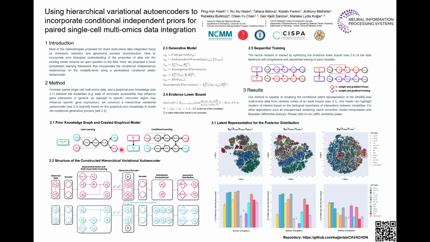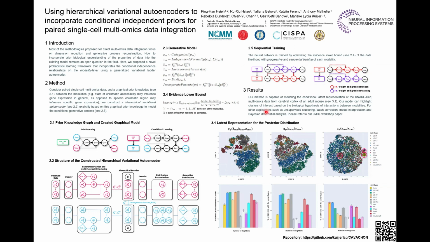Our framework will create a hierarchical variational autoencoder according to our hypothesis to learn the conditional generative model of the observed data. The model is trained by optimizing the evidence lower bound with sequential training based on the topological sorting order of the modalities. Take our previous input as an example. We first train the neural network layer of the chromatin accessibility data and freeze the RNA gene expression data. Then we sequentially train the gene expression data and freeze the chromatin accessibility data.